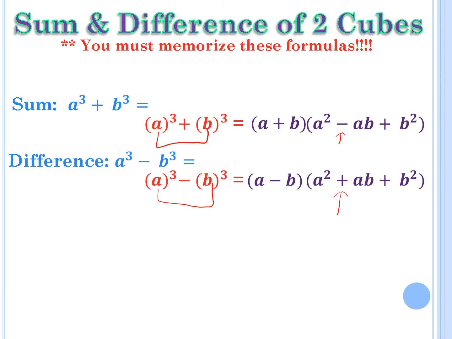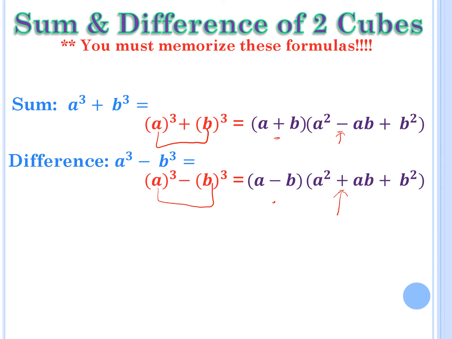So same formula, but if it's a cubed plus b cubed, it's going to be plus, then minus. But if it's a cubed minus b cubed, it's going to be minus, and then plus. Other than that, they're the same formula.